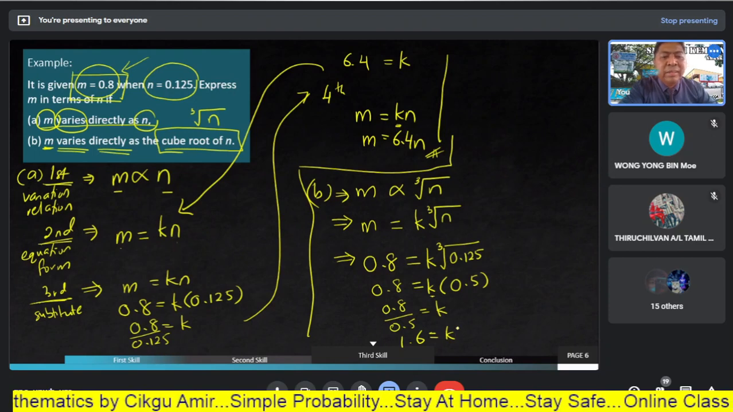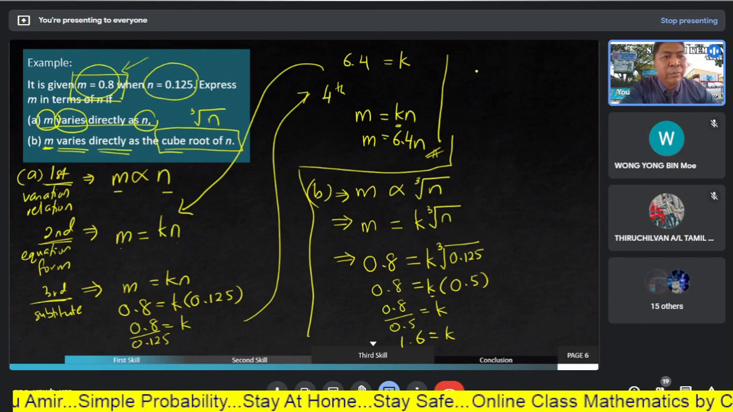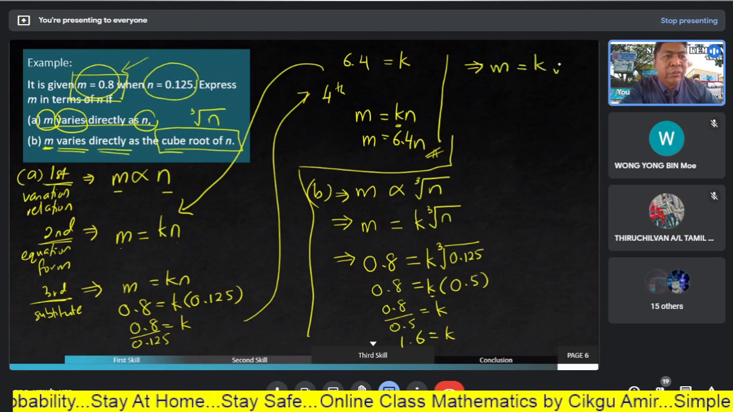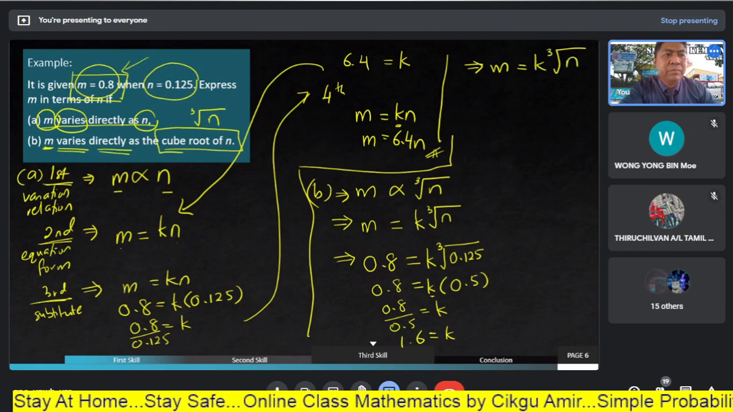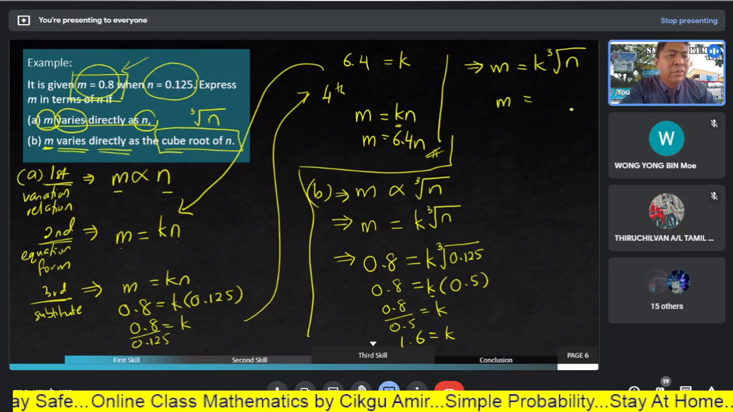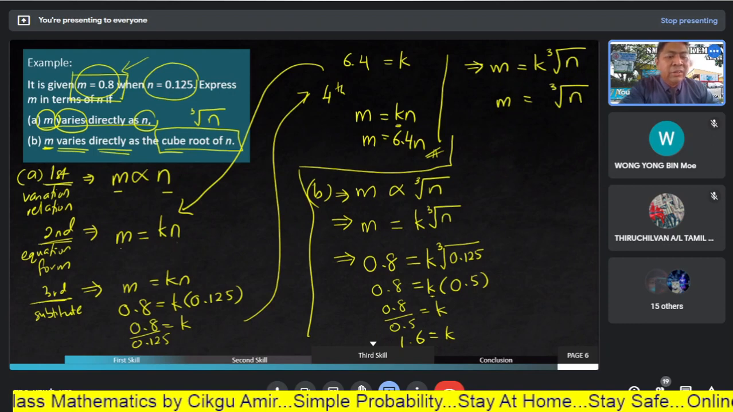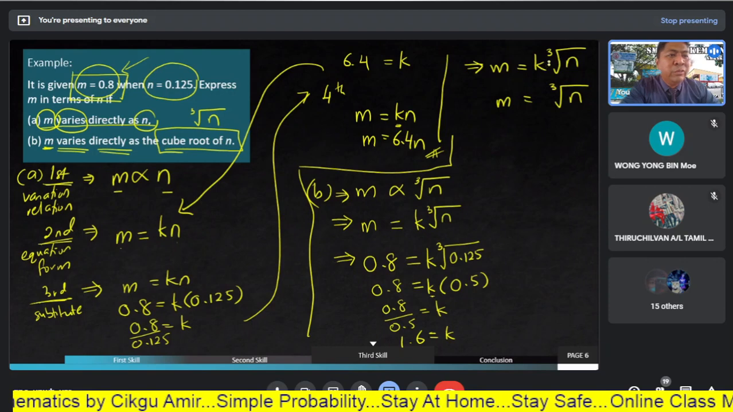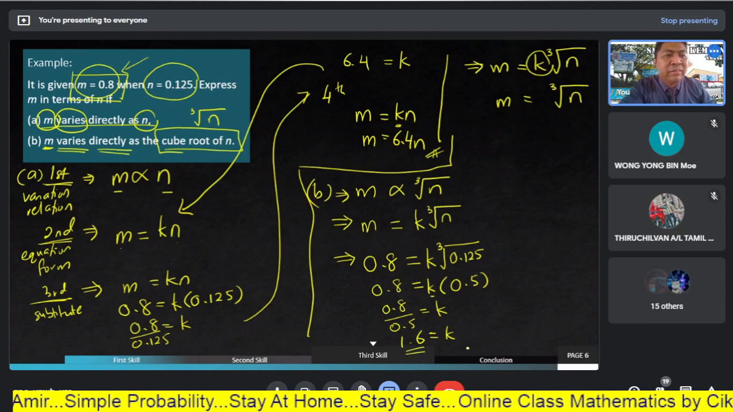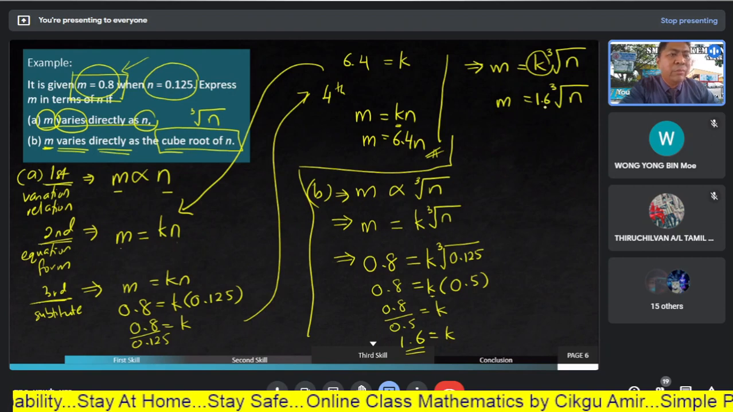Okay, fourth step, kita ambil balik persamaan yang asal. Nombor 2, second step ni. You get equation form m equal to k cube root of n. So value of m is no change. Value of cube root of n also no change. The only change here is we substitute the value of k. k now is 1.6. So we just put 1.6 here. m is equal 1.6.